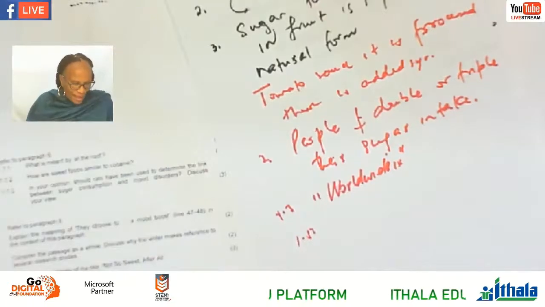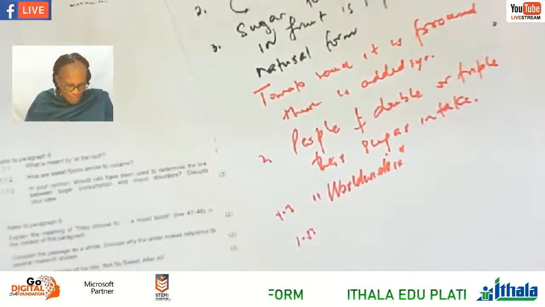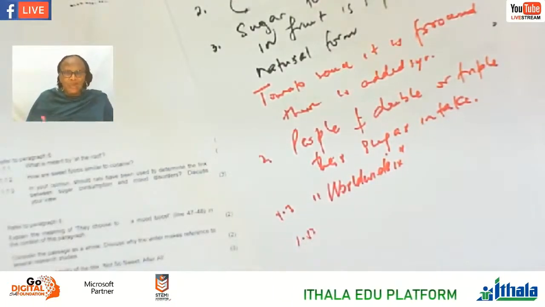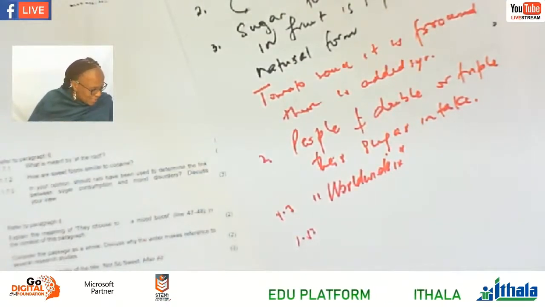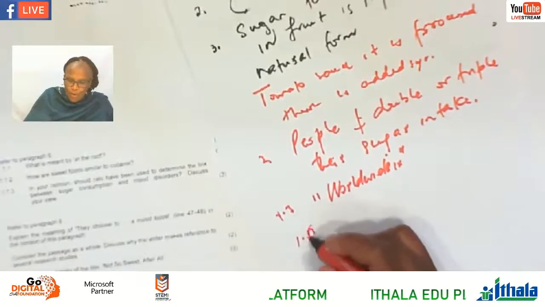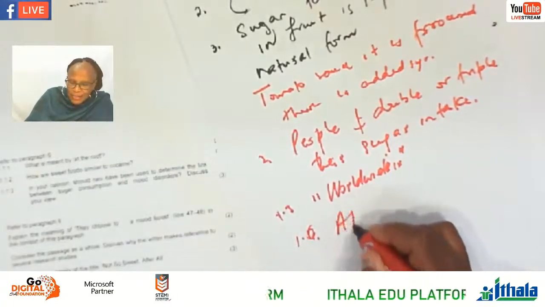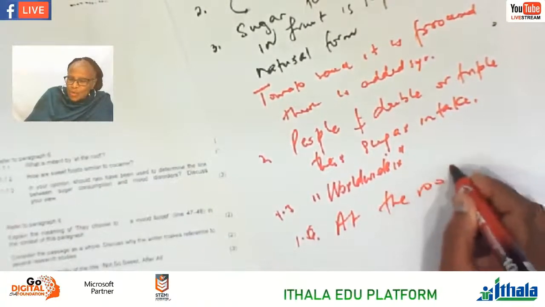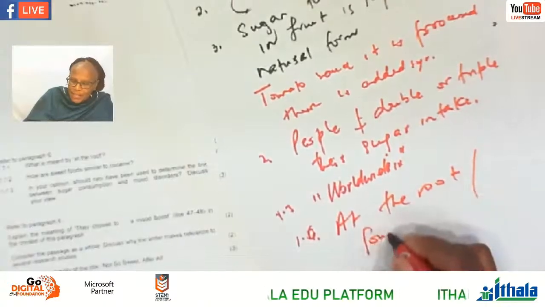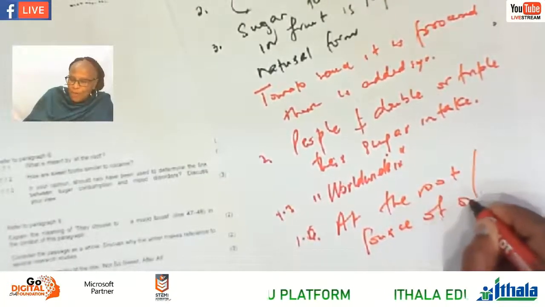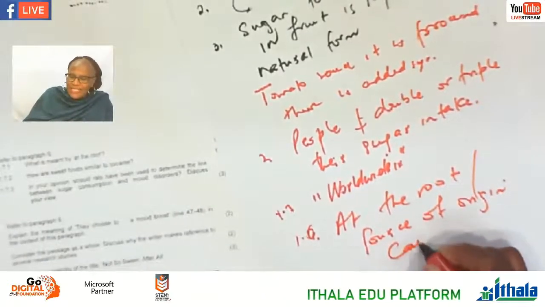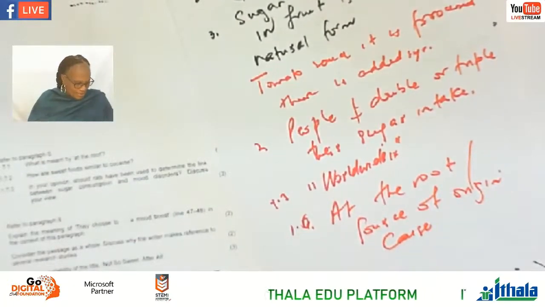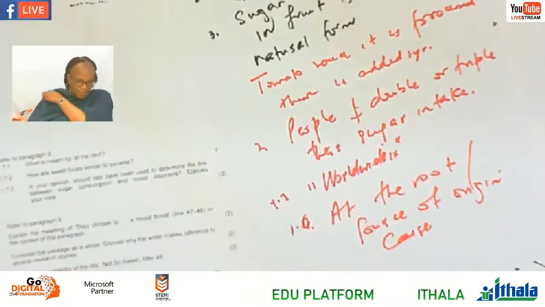1.7. Refer to paragraph 6. What is meant by at the root? At the root meaning if something is at the root, it is a source of origin. The root of the problem is the source of origin. Shuthi into la iqale khona. In other words, it is the cause. Now you can link cause and effect.